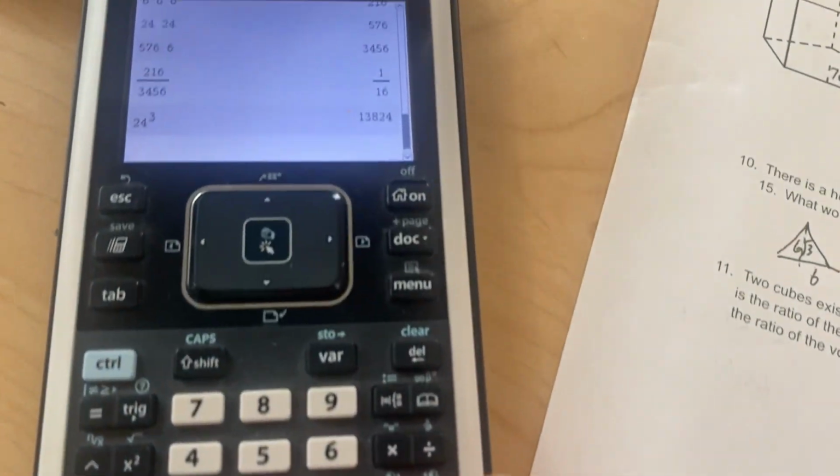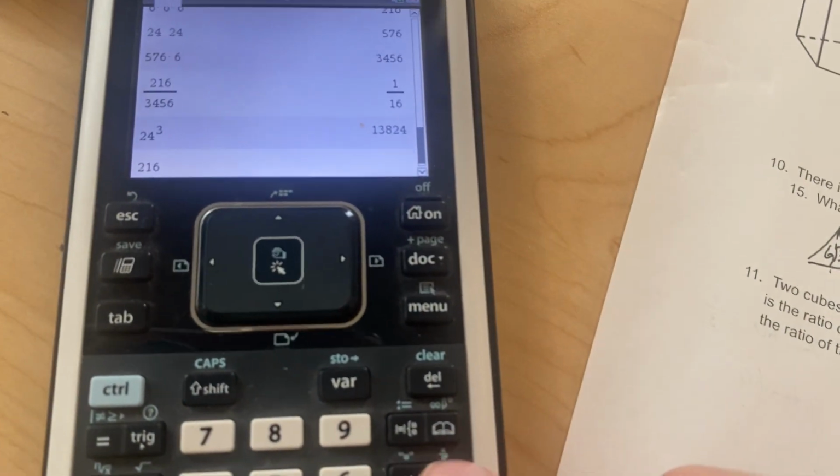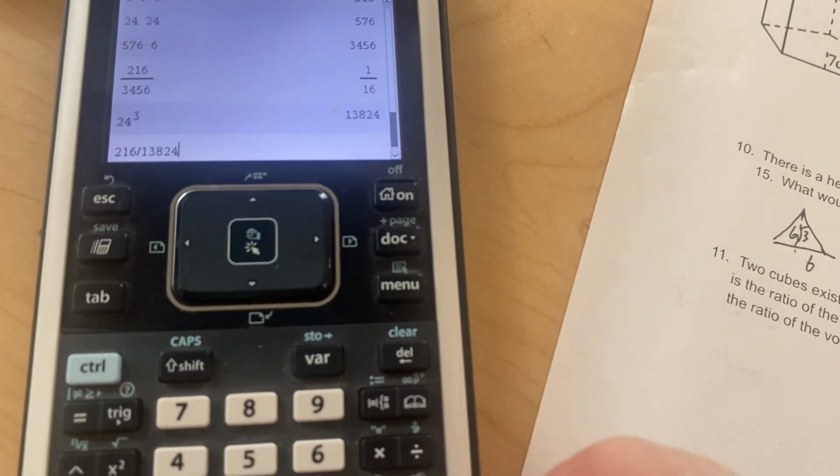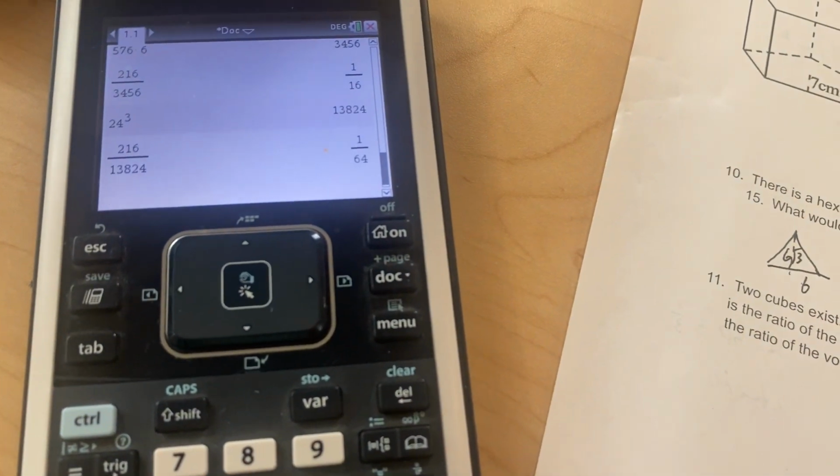If we type it in, we've got 216 divided by 13,824. And sure enough, that reduces down to 1/64.